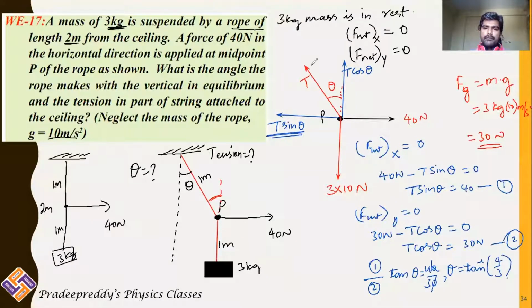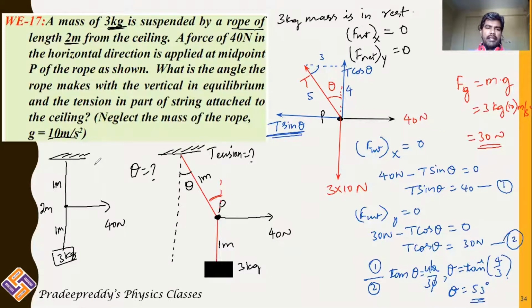As we know, whenever there is a triangle, if this is 3 and this is 4, definitely this would be 5. Tan theta is equal to 4 by 3. So tan theta is equal to 4 by 3 in the sense, this angle theta will be equal to 53 degrees, because we have learned that many times.